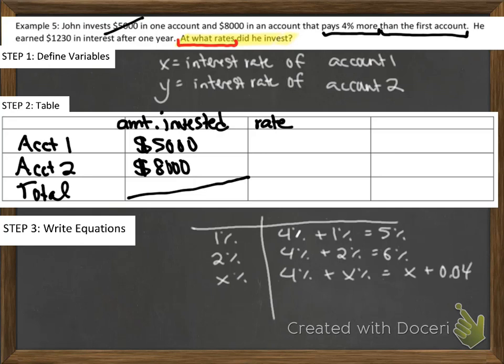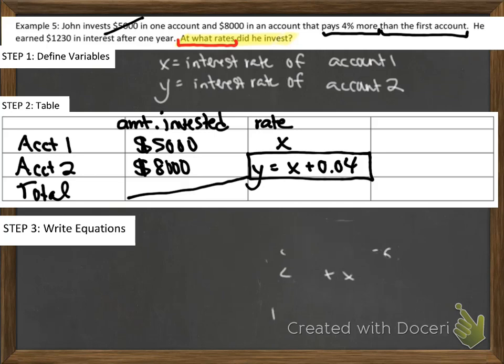Okay, so we don't know the interest rate of the first account, but we do know that the interest rate of the second account is the interest rate of the first account plus 0.04. So this is actually going to be one of our equations. Okay, so now we need to know how much money and interest did this person make? Okay, so we know that they earned $1,230, so we can put $1,230 for the total. And remember, just as always, we're going to multiply across. So we have 5,000x and we have 8,000y.